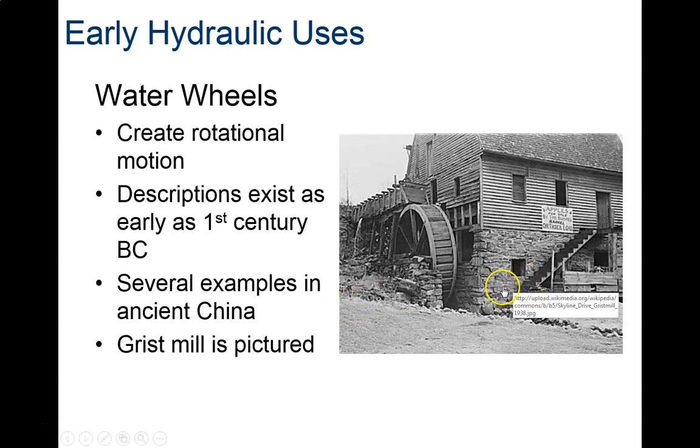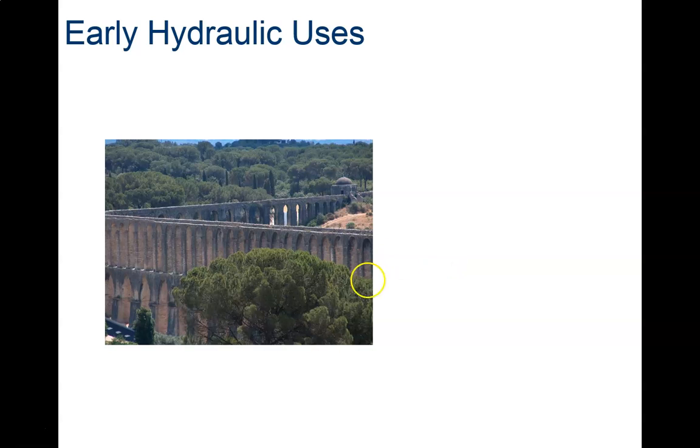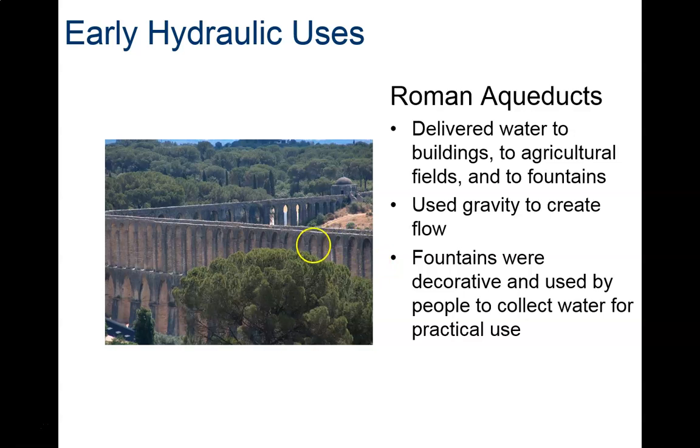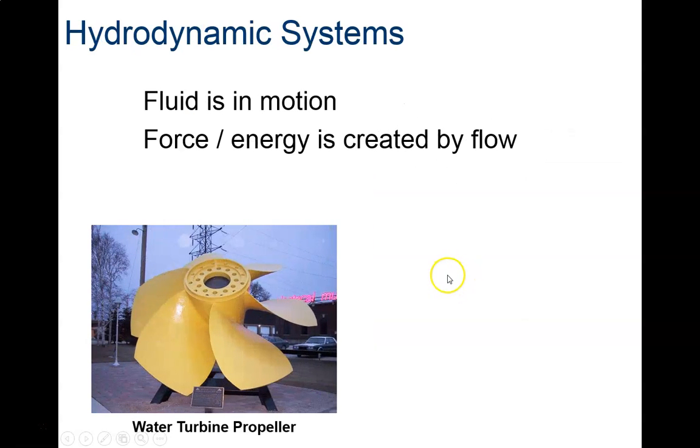So here's an example of an early hydraulic use, a water wheel. Kind of a cool old-timey picture. The water turned the wheel, and the wheel turned some type of mill, in this case, a big stone. Here we've got the aqueducts. Again, I think these are kind of a little bit goofy examples. So here we've got a propeller, which might have been used to convert the motion of water into spinning motion, which would be converted into electricity.